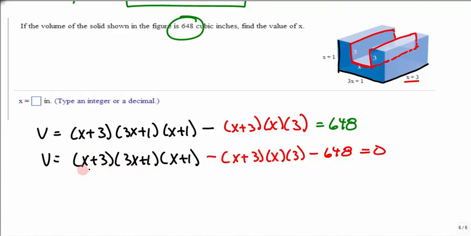If you don't like the idea of graphing, you're going to have to expand, combine like terms, and then solve using one of the ideas that we've learned, synthetic division, looking at all the possible rational zeros. Good luck on this assignment.